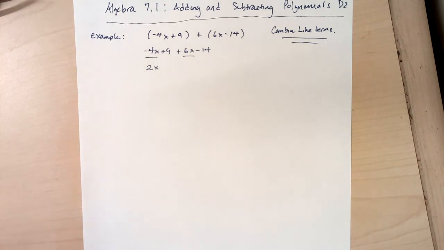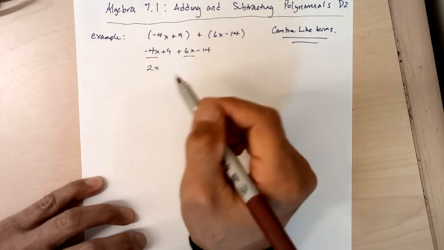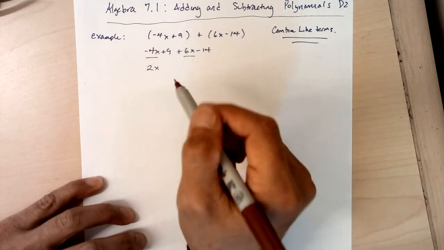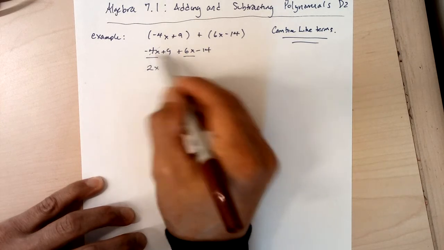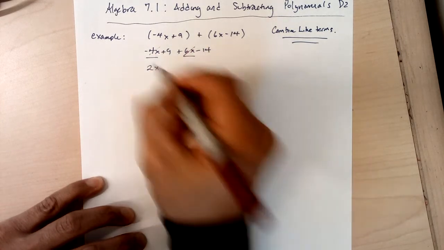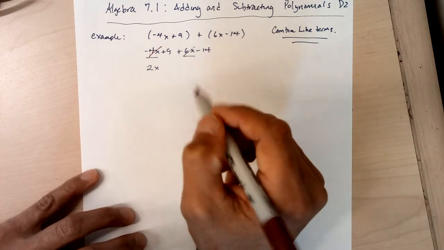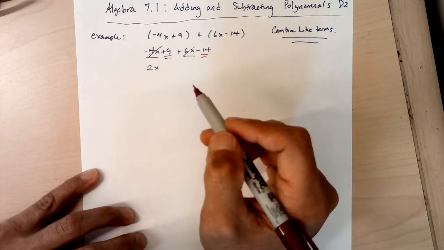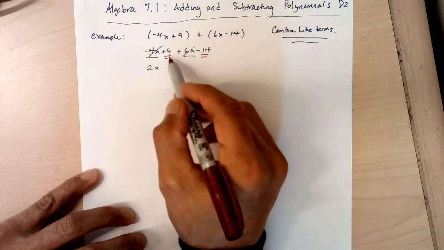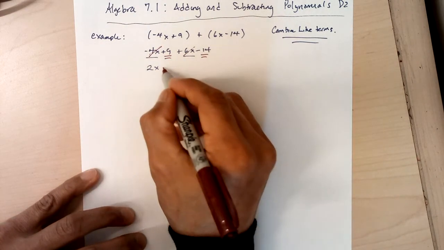And then maybe you keep track of things. Adding these two polynomials is not too bad because there's only a total of 4 terms, but once we start adding and subtracting multiple term polynomials that have more terms than 2 each, it might be a little bit harder to keep track of things. So I'm just going to cross these out because we've already used them. And then 9 and negative 14 are like terms. Those are constants. 9 plus negative 14, or 9 minus 14, is negative 5.